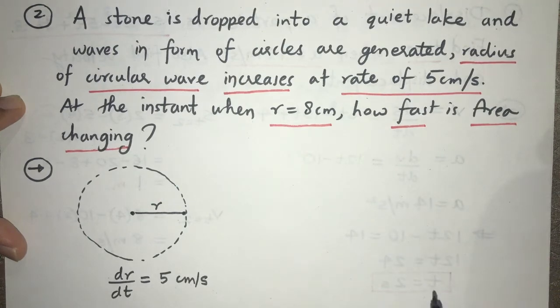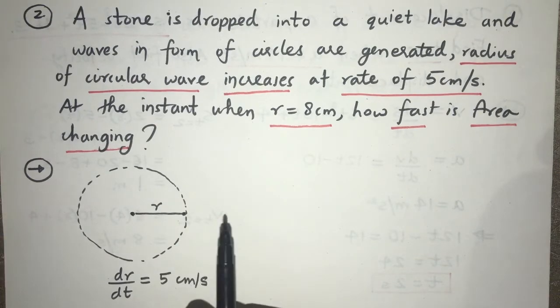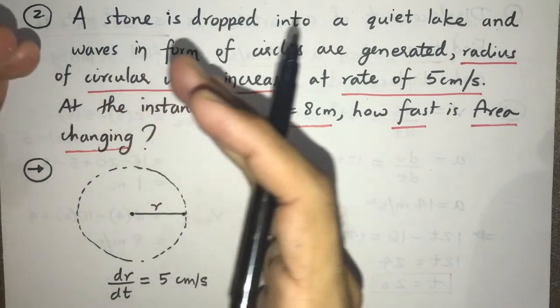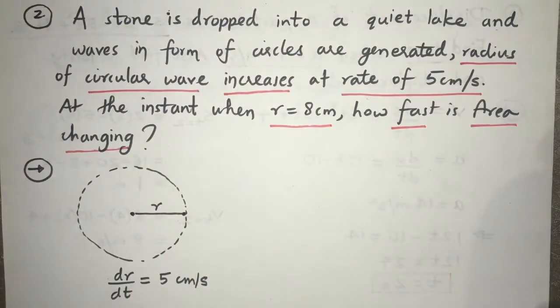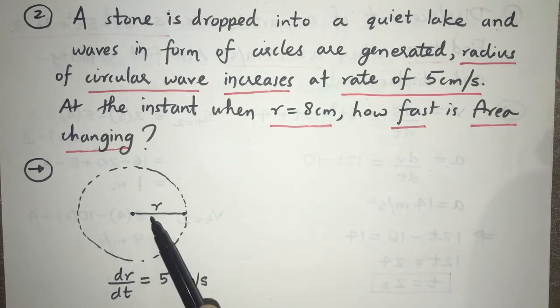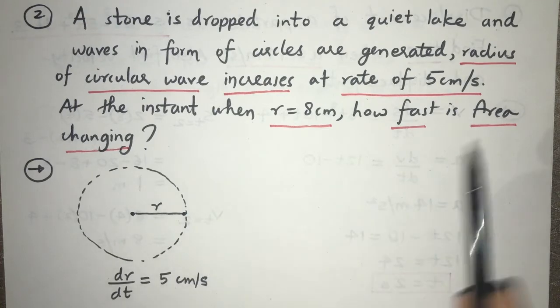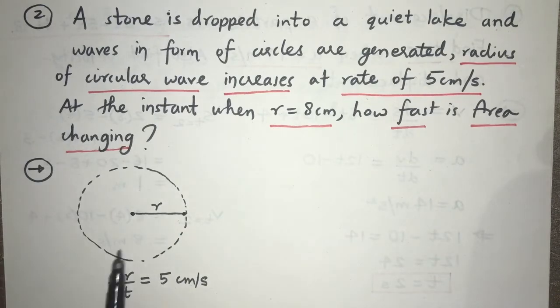Now, because of that, obviously the circumference is increasing, right? After 1 second, the radius would have increased by 5 centimeters. And then further, if it increases, again the circumference will increase, and its area will increase. So when the radius changes, area will change, circumference will change. What we have to find out is the rate at which area is changing at the instant when the radius is 8 centimeters.